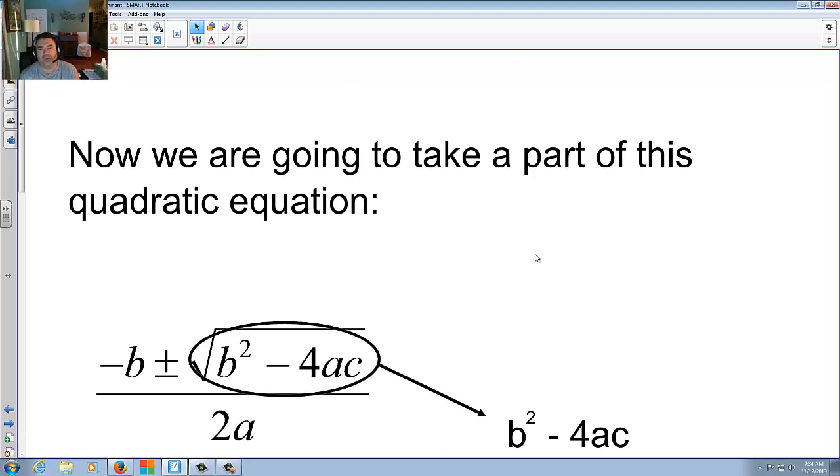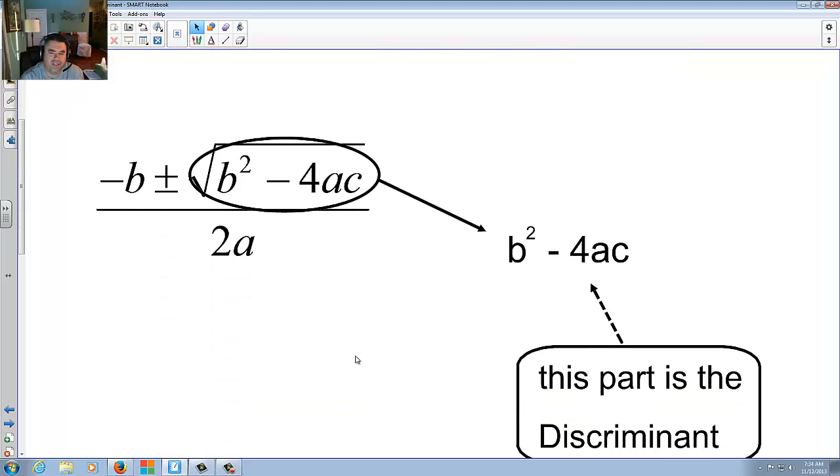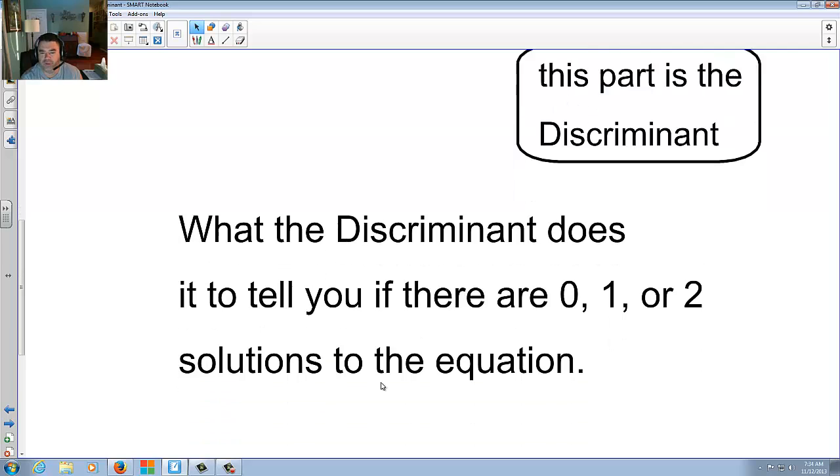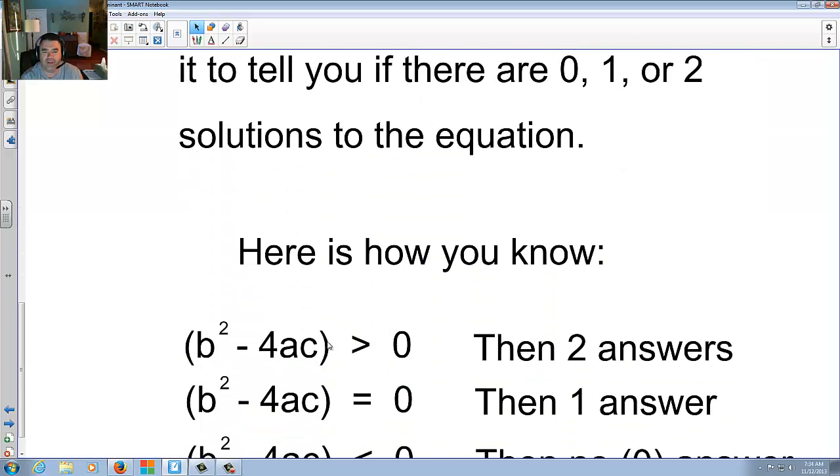Now we're going to take a part of this quadratic operation. The b squared minus 4ac, that is the discriminant. So that little piece there, not even the square root, just b squared minus 4ac, just that piece is called a discriminant. What the discriminant does is it tells you if there are 0, 1, or 2 solutions to the equation. Here's how you know.